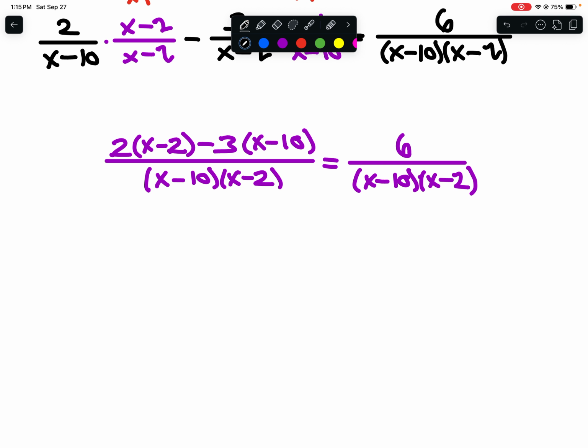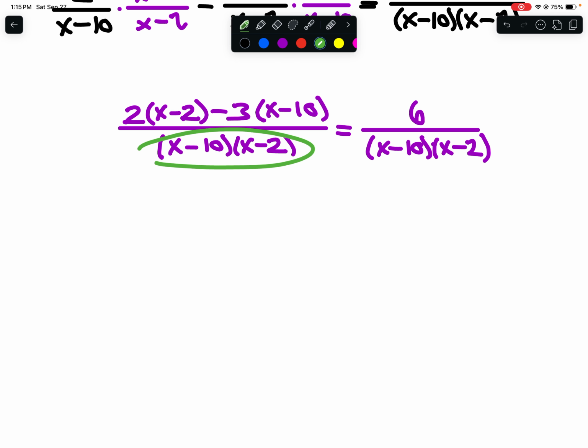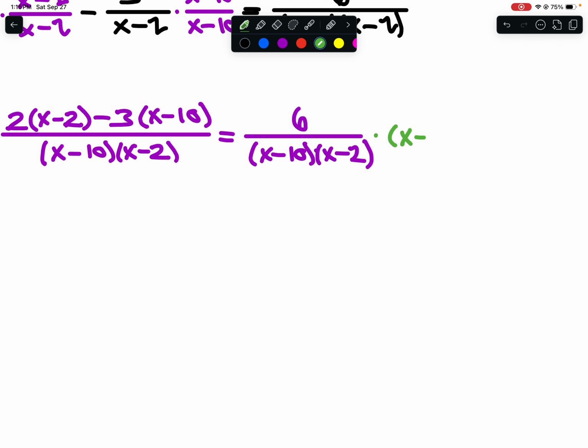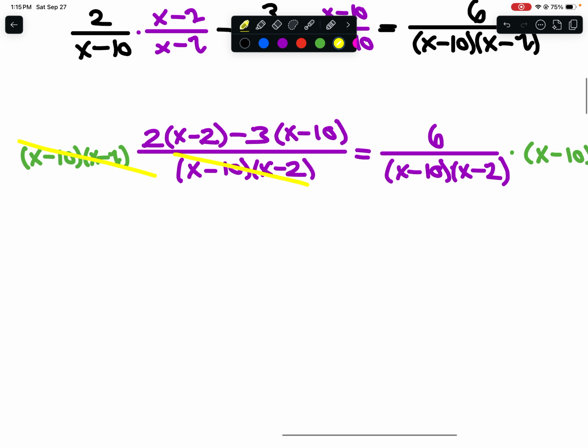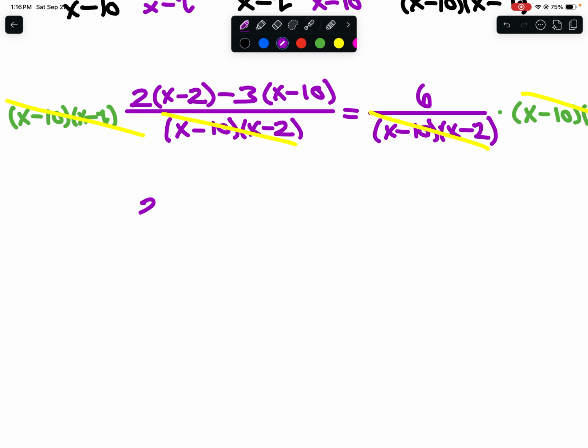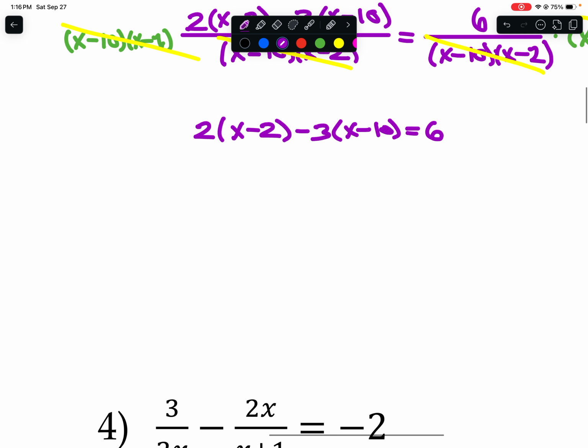So when you get here, I'm going to multiply both sides by my denominator value, x minus 10 times x minus 2. And then these factors in the denominator on both sides are going to simplify, so we're just left with the numerator. I'm going to have 2 parentheses x minus 2 minus 3 parentheses x minus 10, and that's going to equal 6. So I'm going to distribute: 2x minus 4 minus 3x plus 30, and that's going to equal positive 6.